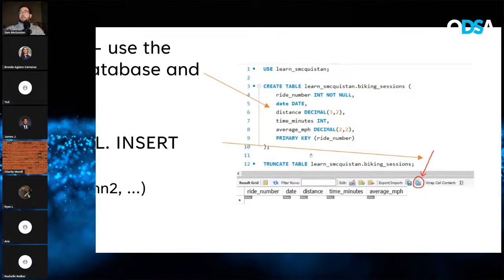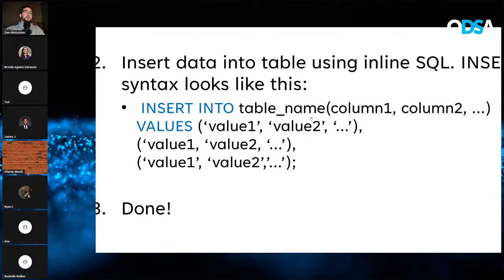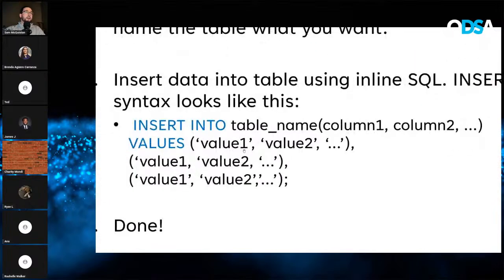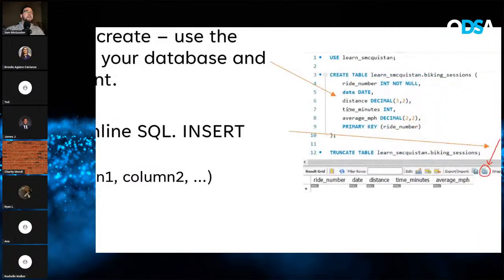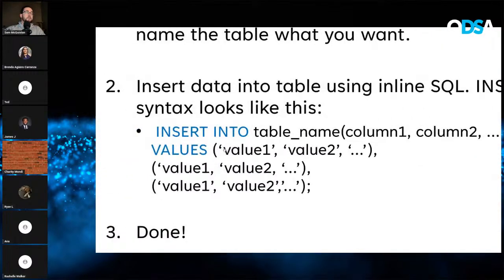And then your values will just correspond to the columns that you put in here. So if your first column was date, then the first item you want in your values statement should be your date. And then your second column would be your distance. Your third column would be time minutes. And each of these values, I would recommend you wrap these in single quotes because it'll allow you to just easily differentiate where the data is and find it.